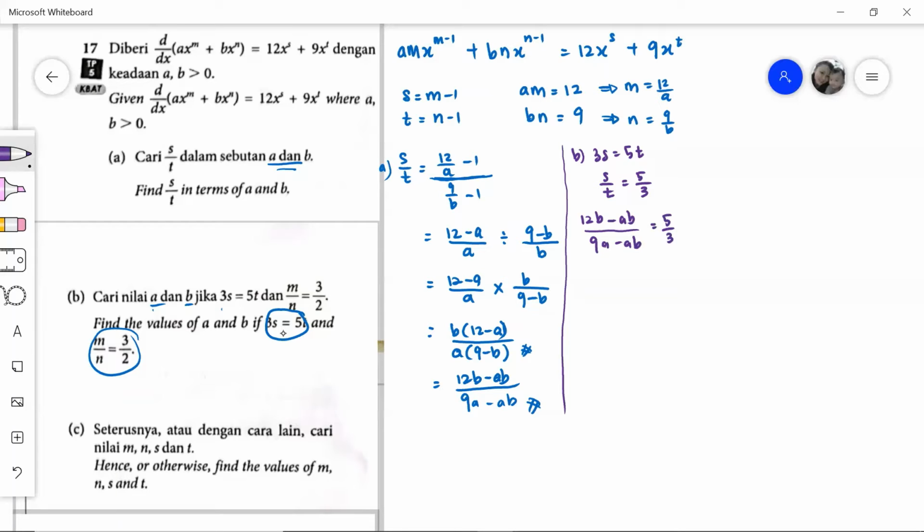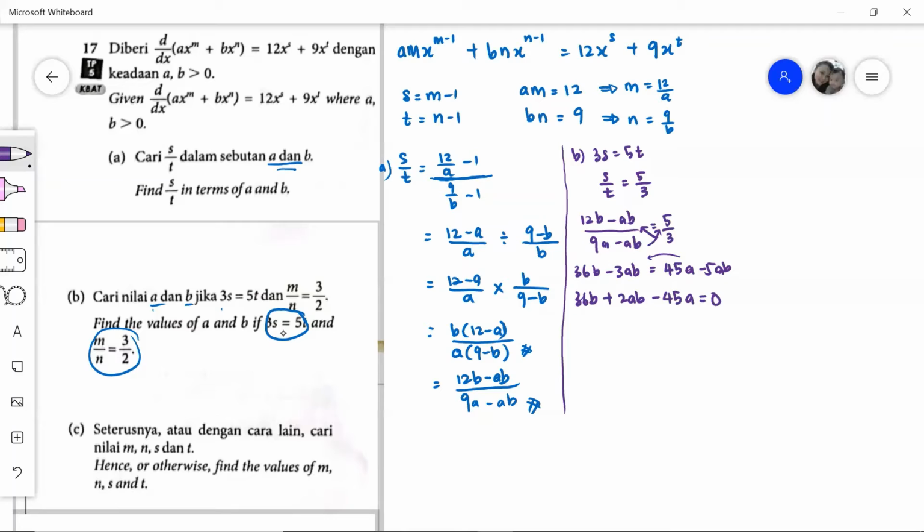Let's simplify this part first. We have 36b minus 3ab equals 45a minus 5ab. We cross multiply, yeah? And let's rearrange. We will have 36b plus 2ab minus 45a equals 0.